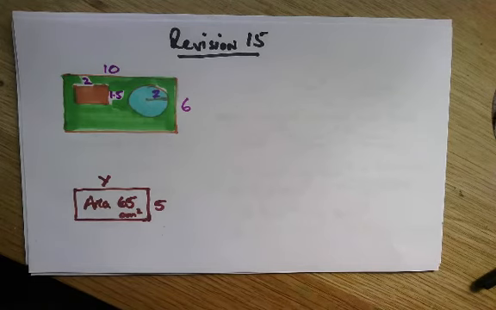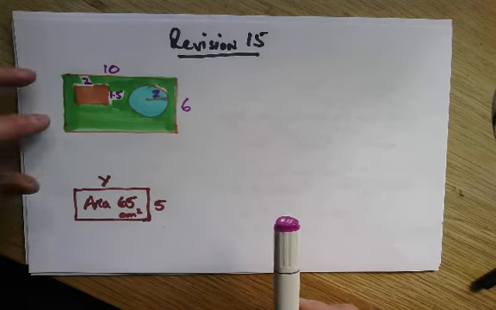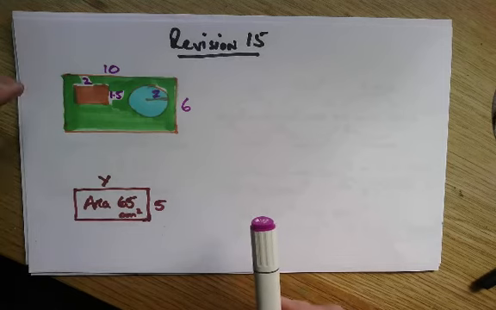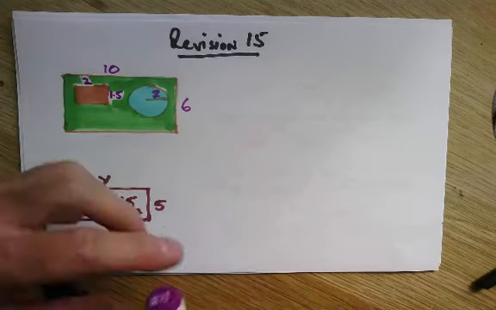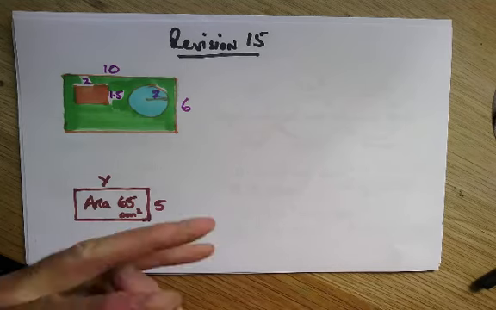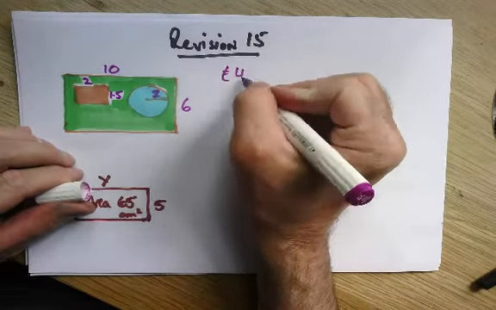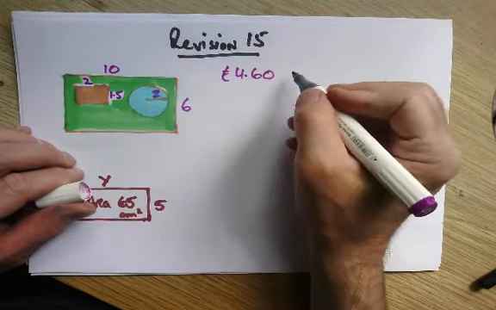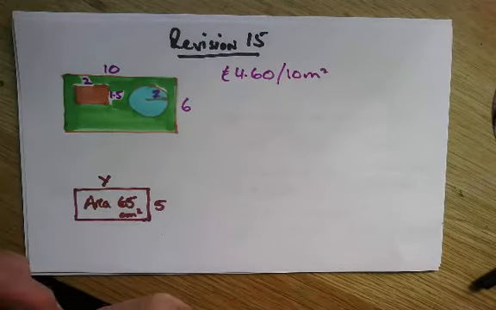This is to do with area, and this question, the top one here, says Billy wants to reseed the grass in her garden. The garden is 10 meters long by 6 meters wide. There's a vegetable patch that's 2 meters by 1.5, and there's a circular pond of radius 2 meters. The remainder of the garden is grass. Each bag of grass seed costs £4.60, and that can cover 10 square meters. So what's the total cost of reseeding?